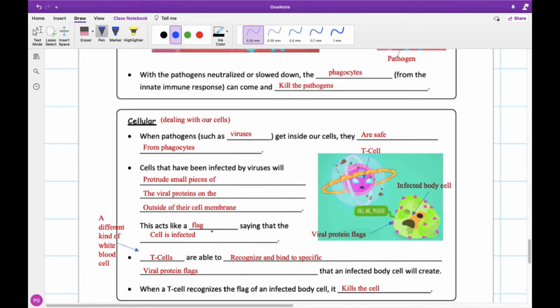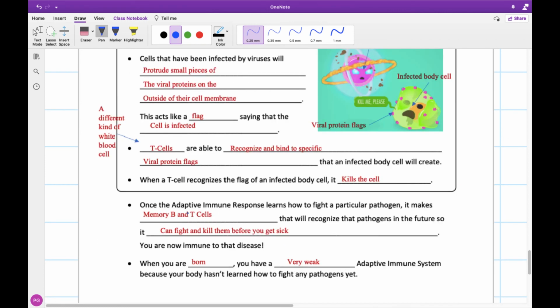This is like a flag saying that the cell is infected. And this is where T cells, which is another different type of white blood cell, so we've got our phagocytes, we've got our B cells, and now our T cells, they can recognize and bind to specific viral protein flags. So they can see all of these flags on the outside of our cell, and they can bind to it. And once it does recognize the flag of an infected body cell, it can kill the cell, killing the infection along with it.